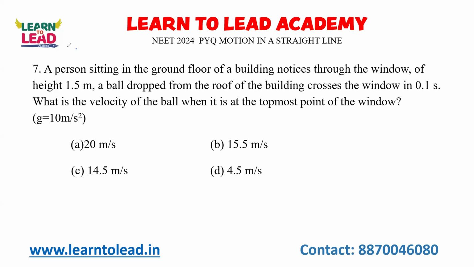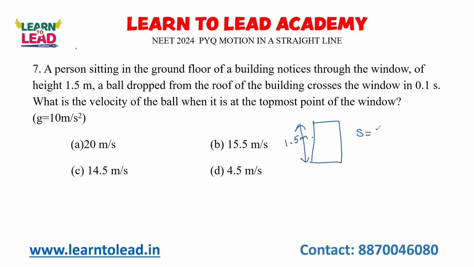A person sitting on the ground floor of a building notices, through a window of height 1.5 meters, a ball dropping from the roof of the building across the window in 0.1 seconds. What is the velocity of the ball when it is at the topmost point of the window? Okay, let's take the window's height as 1.5 meters.